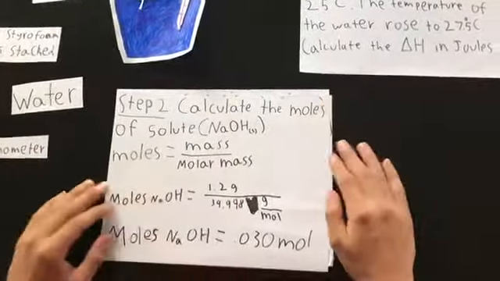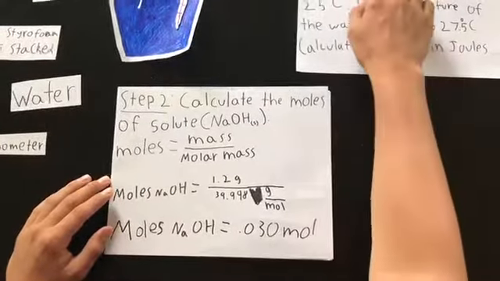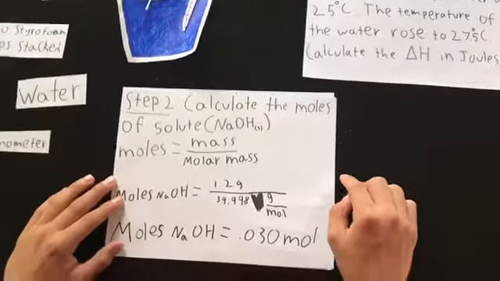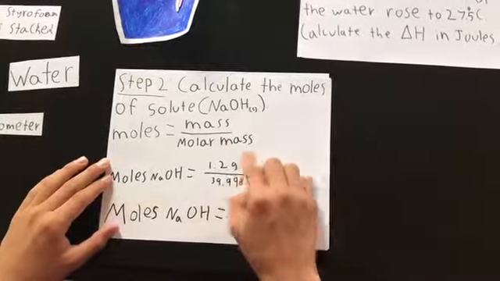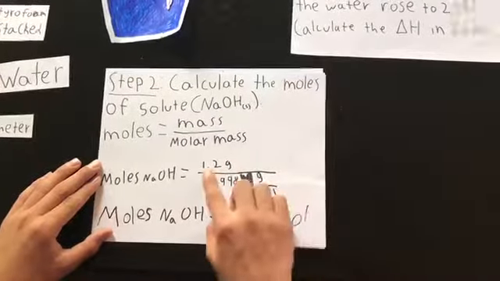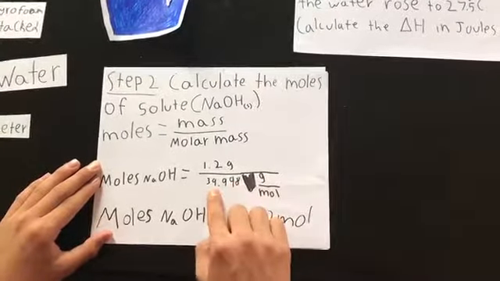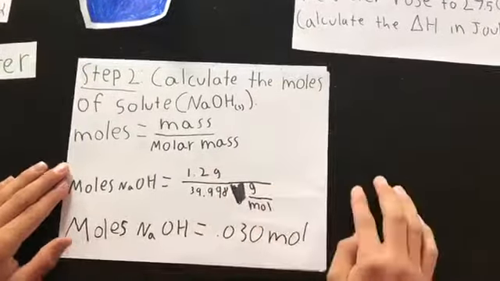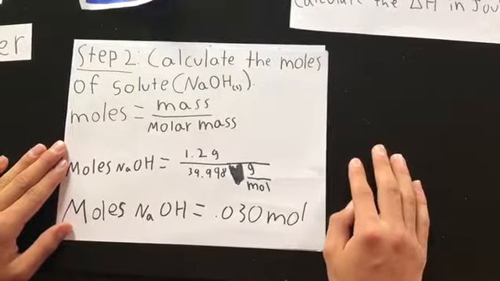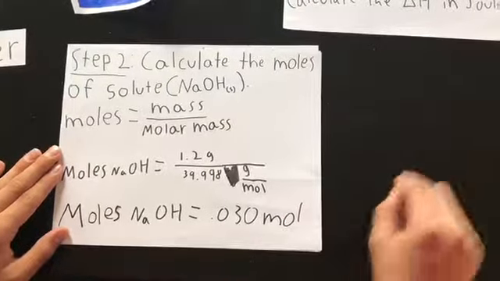Step 2 is to calculate the moles of a solute. In this case it is sodium hydroxide. Now to find the moles, you take mass over the molar mass. The mass of this sodium hydroxide is 1.2 grams, and the molar mass of sodium hydroxide is 39.998 grams per mole. Now 1.2 over 39.998 is 0.030 moles.